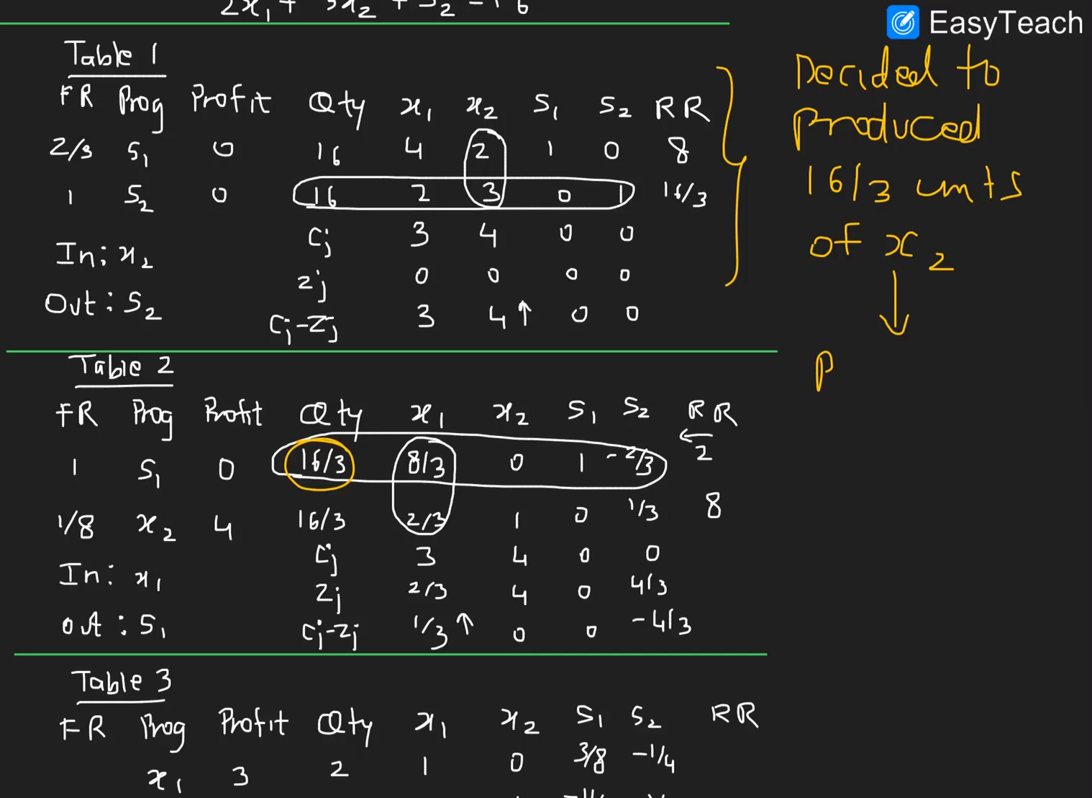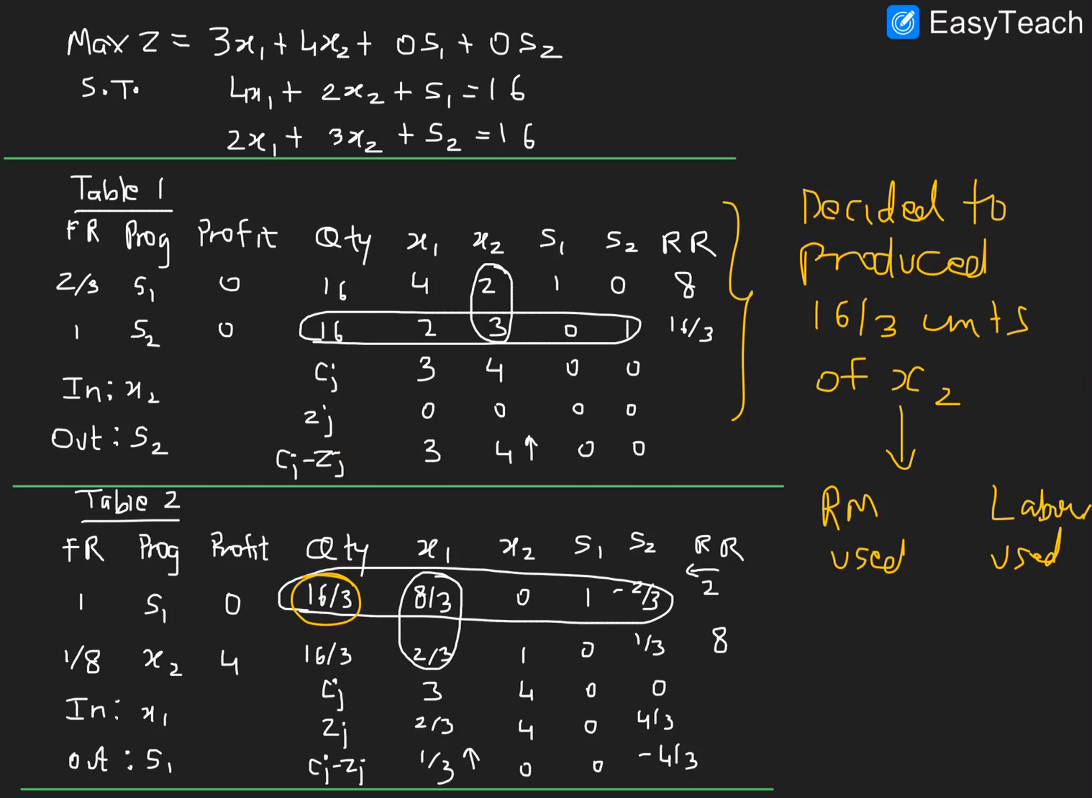can you tell me how much raw material used and how much labor used? Because we need to understand that if you're producing 16 by 3 units of x2, both of them have been used for it. So if you look at our original question, we will find that each unit of x2 required 2 units of labor, 2 units of raw material. So each unit of x2 required 2 units of raw material.